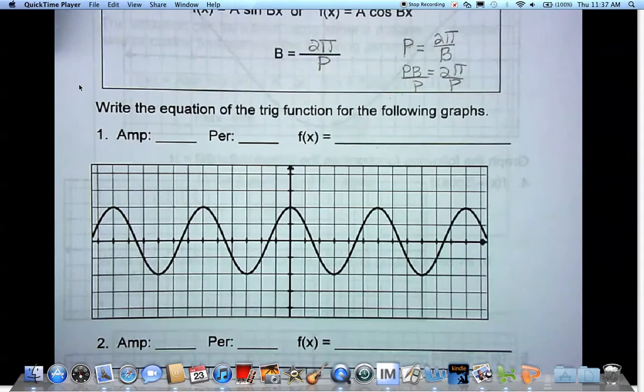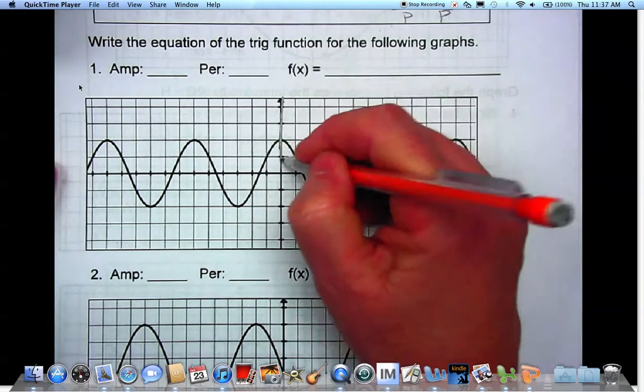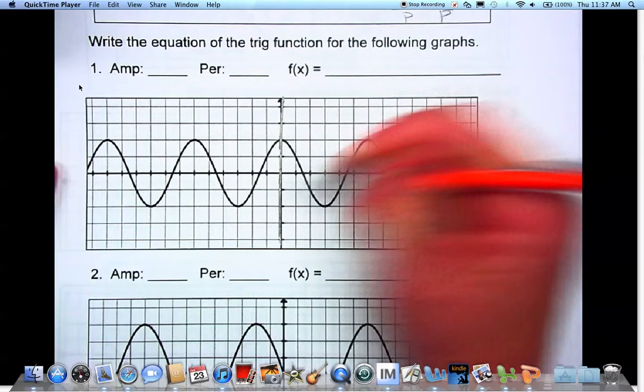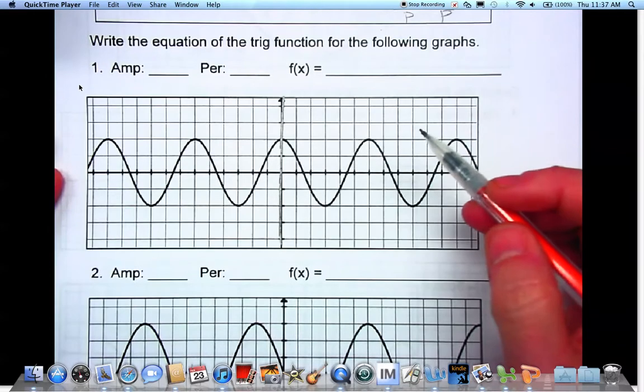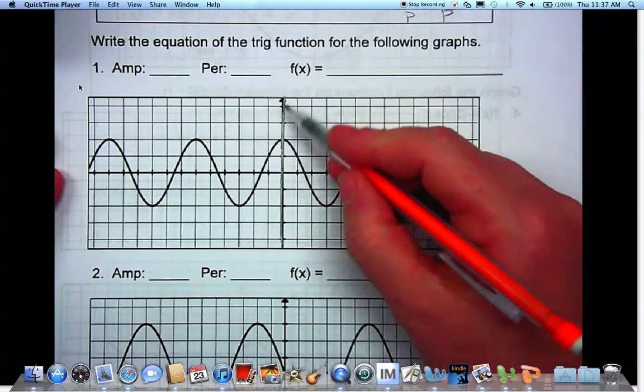Okay, so we're going to look at this graph, and since we're not shifting it left or right, we're going to look at where it starts at 0. How do you know if it does shift? Yeah, well, today we're not going to worry about that. Tomorrow we'll worry about that. Okay. So it starts right here at 0.